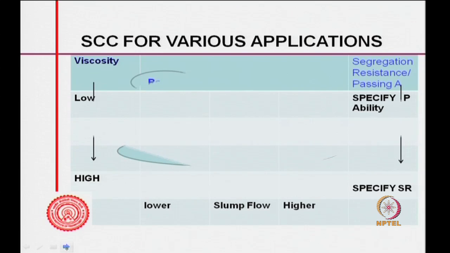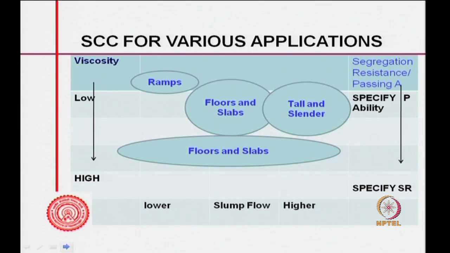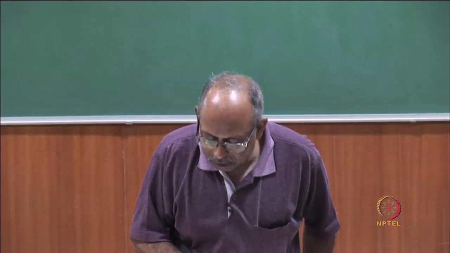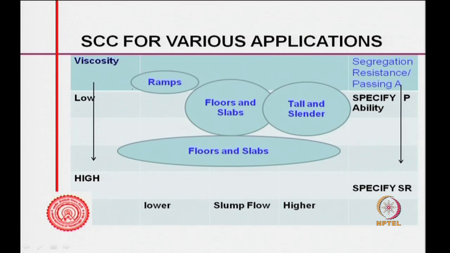So, some guidelines are available, for example, ramps where concrete can slide down, you do not want very high viscosity, so it should not have a lot of resistance to movement, it should not be sticky. So, for ramps you have low viscosity, lower slump flow, flowability also you do not need very much, but you need a lot of passing ability in this zone, all right, passing ability.